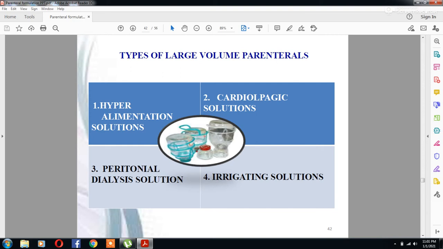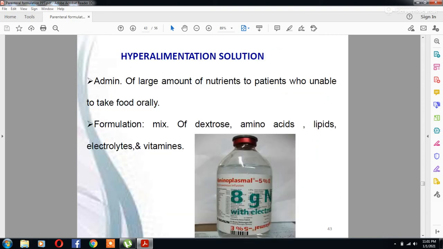Types of large volume parenterals: hyperalimentation solutions, the second one is cardioplegic solutions, the third one is peritoneal dialysis solution, and the fourth one is irrigating solutions.